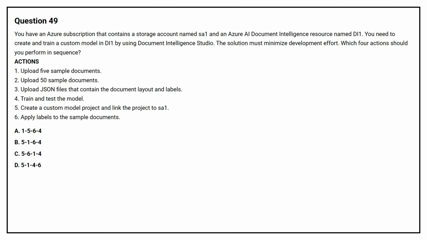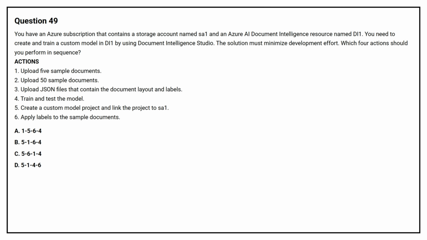Question number 49. You have an Azure subscription that contains a storage account named SA1 and an Azure AI Document Intelligence resource named DI1. You need to create and train a custom model in DI1 by using Document Intelligence Studio. The solution must minimize development effort. Which 4 actions should you perform in sequence?